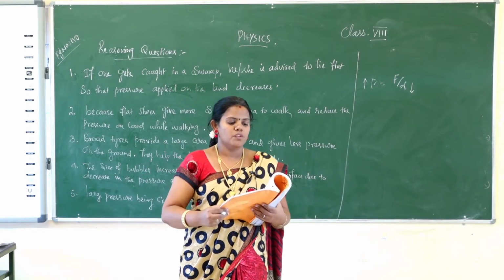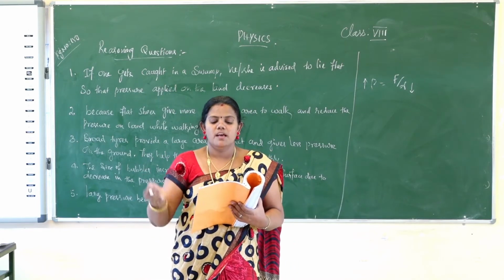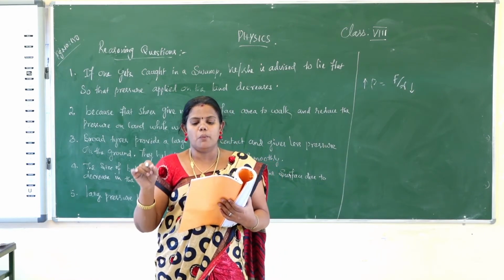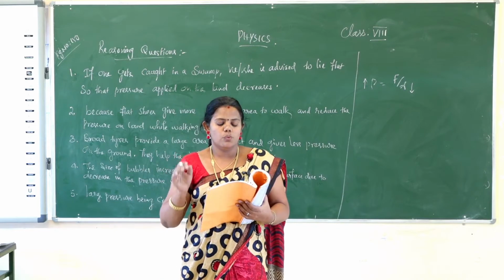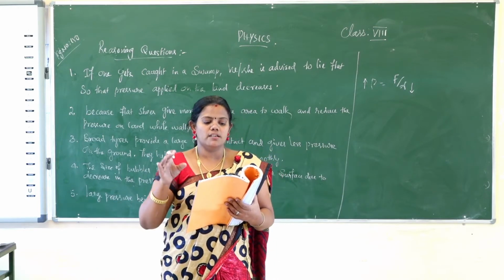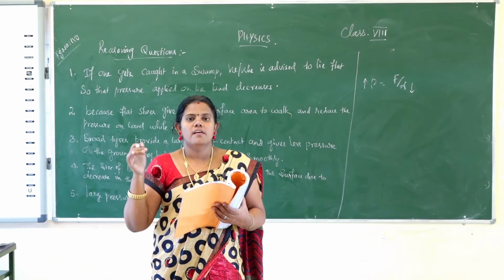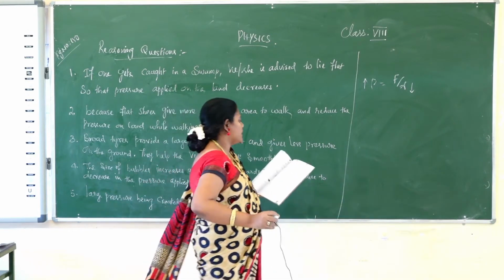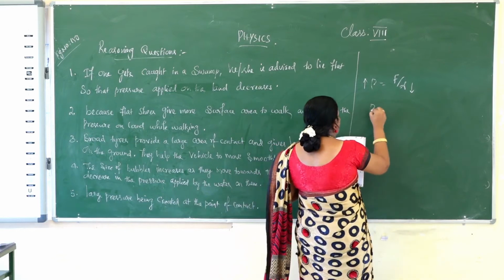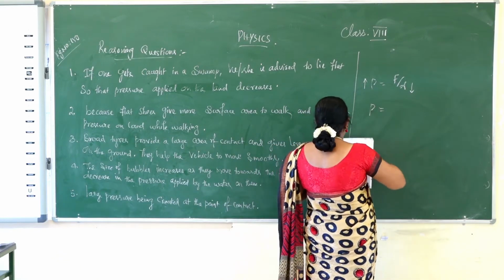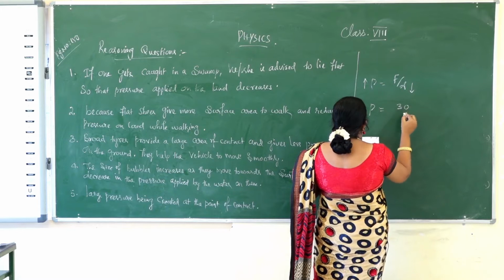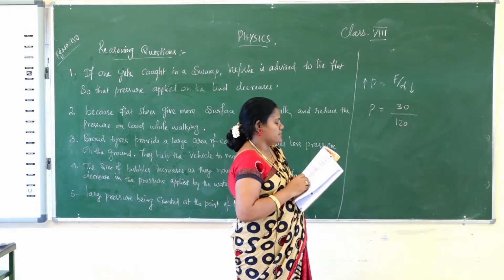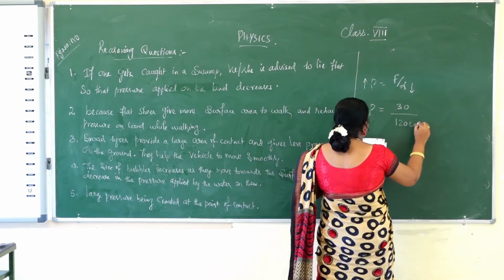And fourth one: what will be the pressure when a force of 30 Newton is applied on an area of 120 centimeter square? We will calculate the pressure. What's the formula? Force by area. Force is 30 Newton and area is 120 centimeter square. We will convert it to meter square.